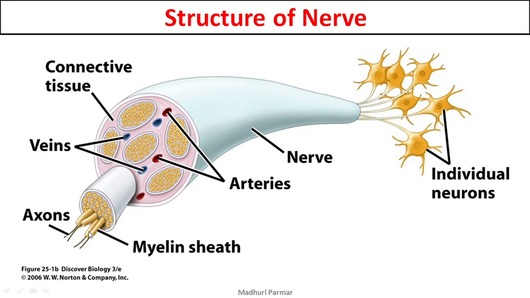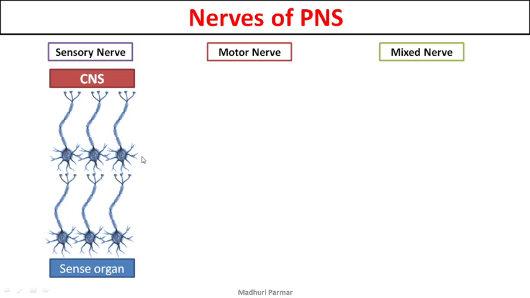This yellow color is myelin, and the black dots in between are the axons. So the bundle of such axons is called a nerve. Clear? Will you be able to remember this much? Nerve is nothing but a collection of axons. Fine. So there are three types of nerves in the PNS.